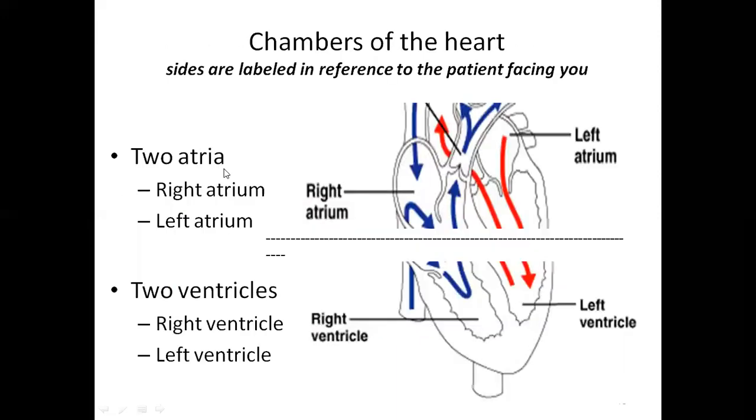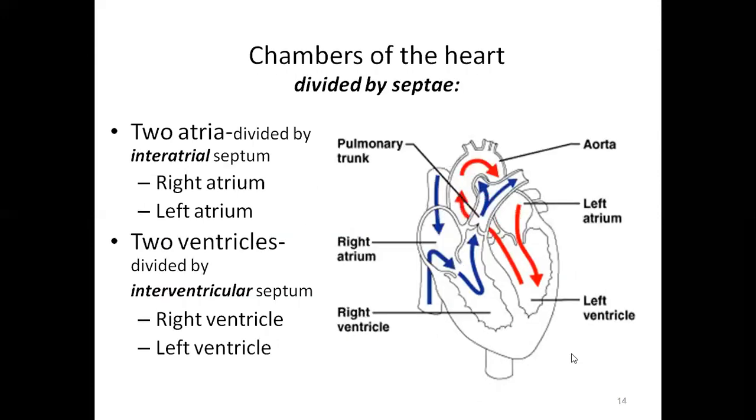Now if you see the chambers, we have 2 atria, that is the right atrium and the left atrium. Here you can see the right atrium, and this one is the left atrium. Similarly, we have right and left ventricles. You can see this in the picture. Now the 2 atria are divided by the interatrial septum. Inter means between, atrial means atria. So interatrial means between the 2 atria. Septum is the division or the lining.